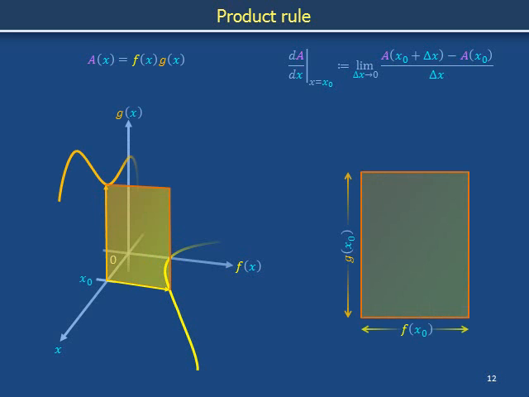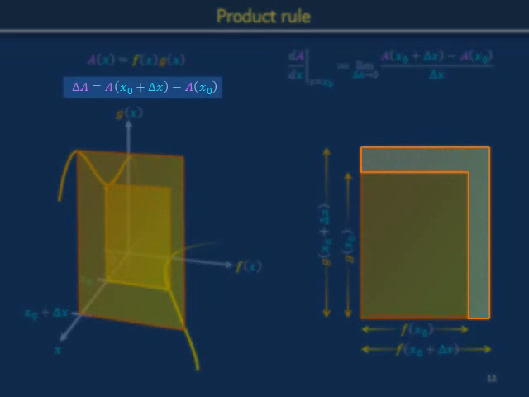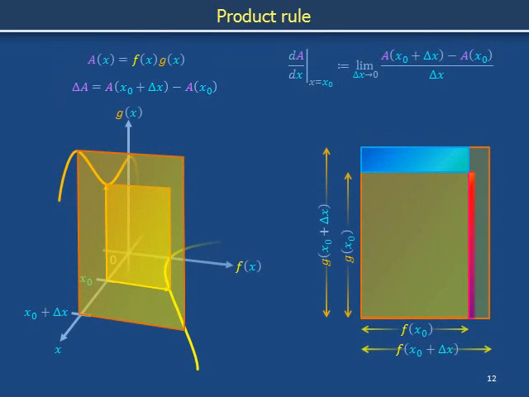Walking away from x naught and toward the viewer, we draw the rectangle at x equals x naught plus delta x, whose area, f(x naught plus delta x) times g(x naught plus delta x), is A(x naught plus delta x). The difference between the areas is the total area illustrated in the light blue, green, and magenta rectangles. When we consider a limiting process in which delta x becomes arbitrarily small, we consider a process in which the light blue, green, and magenta rectangles become arbitrarily small.